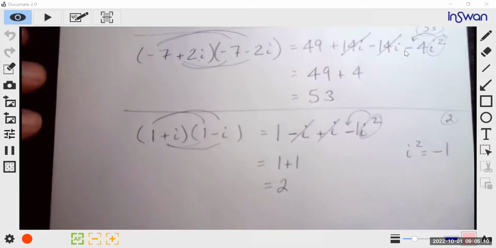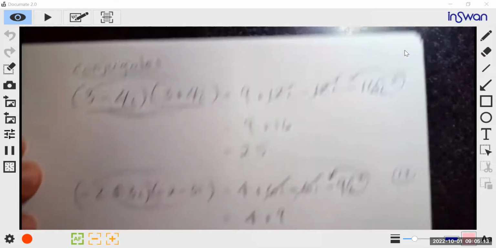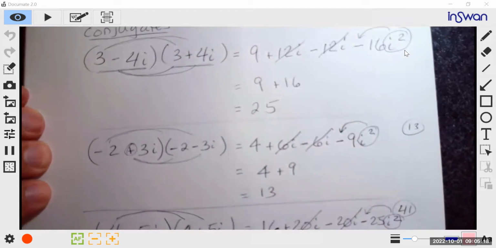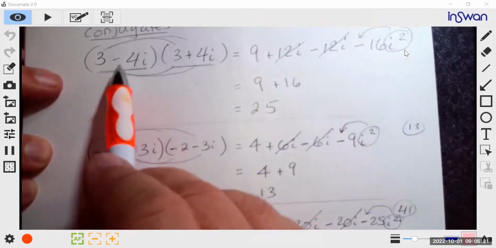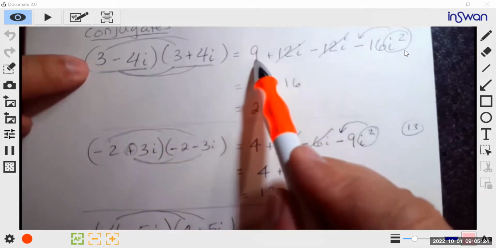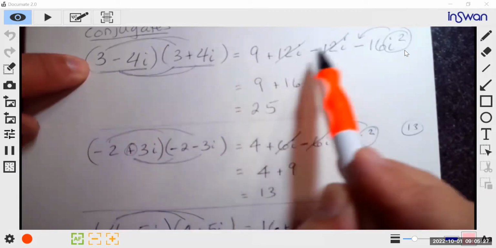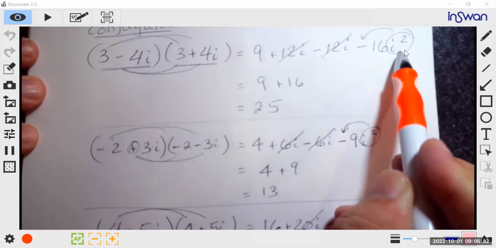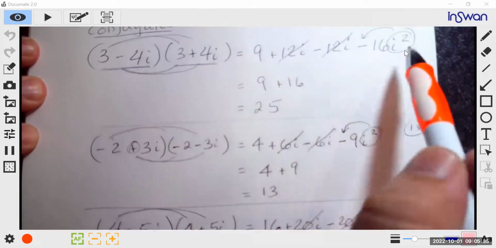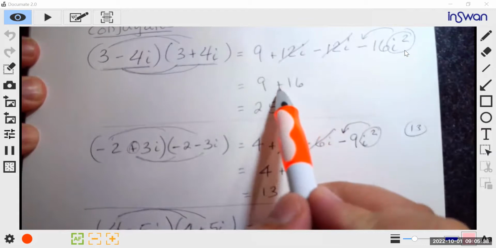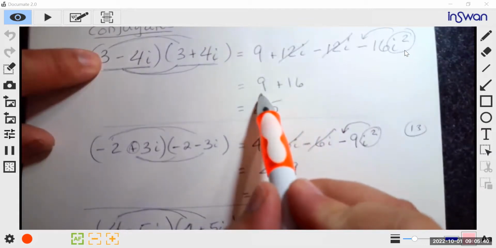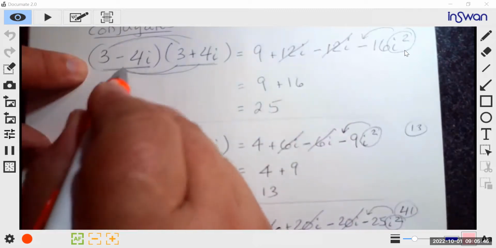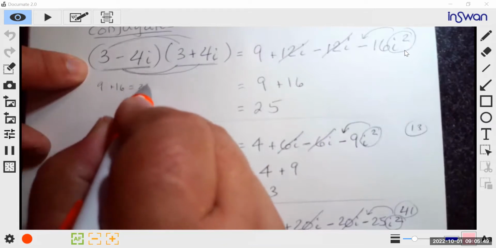Now, here's a shortcut. You notice in the steps, the middle terms always cancel. So that means all we're left with are the outer terms. 3 times 3 is 9. 4i times 4i is 16i squared. It's always this case. When the i squared kicks in, it always makes it a positive. So it's the square of the first term plus the square of the second term. 3 squared is 9. 4 squared is 16. Add them together, you get 25.